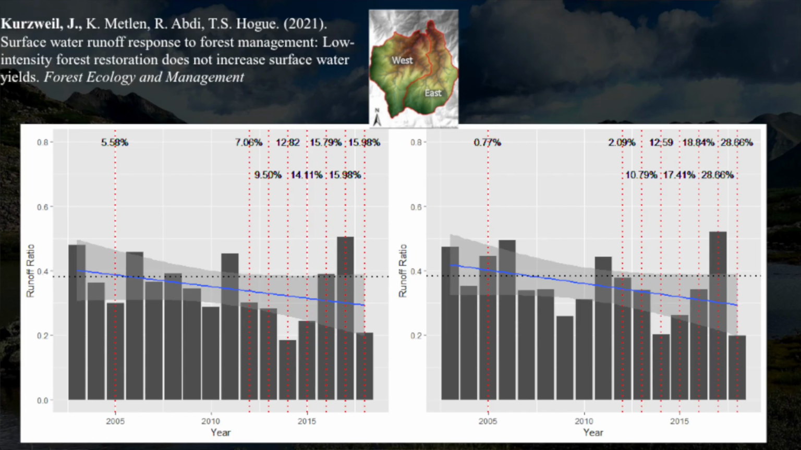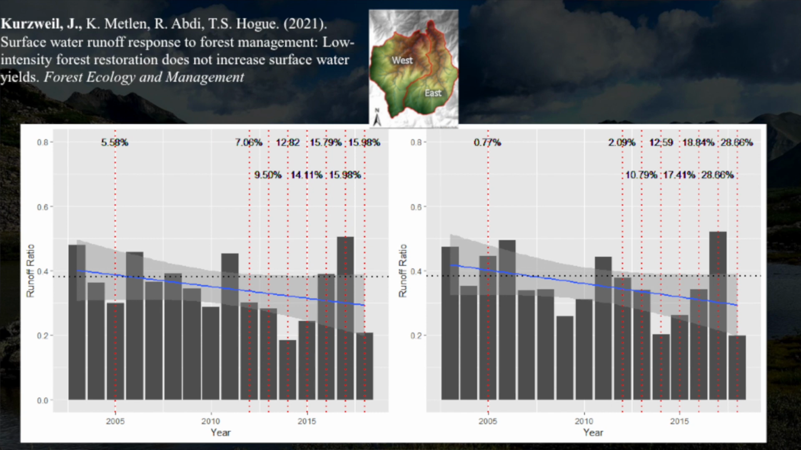I only had gauges at the base of these basins, so I could only understand it at the basin scale. So these, again, are runoff ratios, so the relationship between precipitation and discharge. The left is the west, the right is the east. Those red bars are the percent treatments per year, and those blue bars are our trend over time. Both of these look identical, and one basin was treated about double of the other. So I would have expected to see some differences.